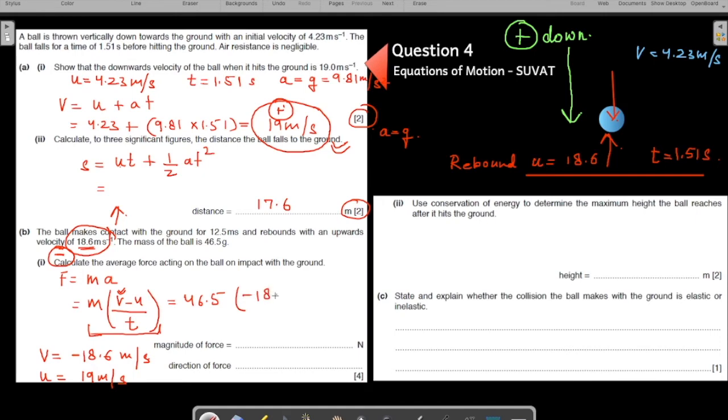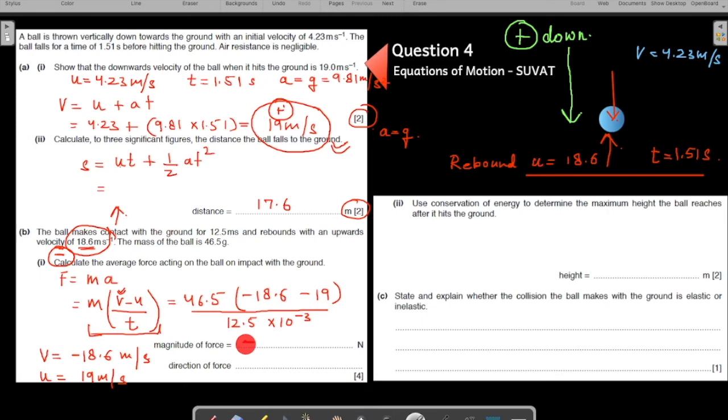Minus 18.6 minus 19 over the time taken, 12.5 times 10 to the power minus 3. Solve it in your calculators, please. All of you should see that your answer will be negative. Whatever answer you get for the magnitude of the force, because I already see so many minus signs here, your answer will be negative.